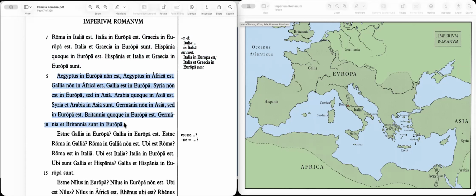I'll try. Go for it. Aegyptus in Europa non est. Aegyptus in Africa est. Gallia non in Africa est. Gallia est in Europa. Syria non est in Europa, sed in Asia. Arabia quoque in Asia est. Syria et Arabia in Asia sunt. Germania non in Asia, sed in Europa est. Britannia quoque in Europa est. Germania et Britannia sunt in Europa.